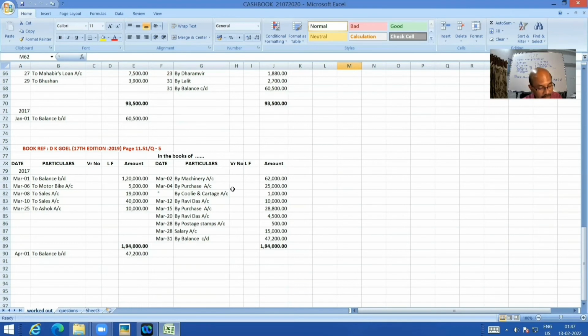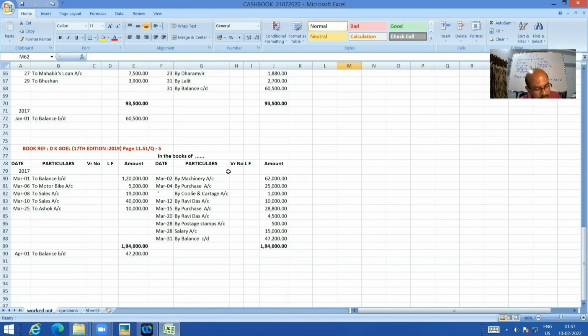Fine. Cash received from sale of motorbike, 5,000. Sale means just don't jump and put into sale. When an asset is sold, the asset's name itself is operated. So to motorbike. When I buy motorbike, it was buy motorbike. When I sell motorbike, to motorbike. Simple like that.